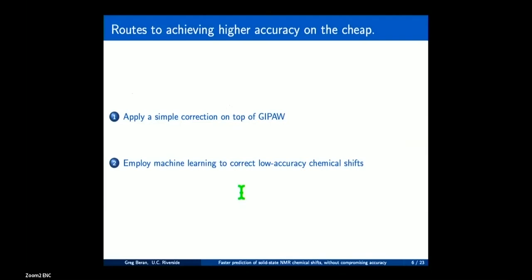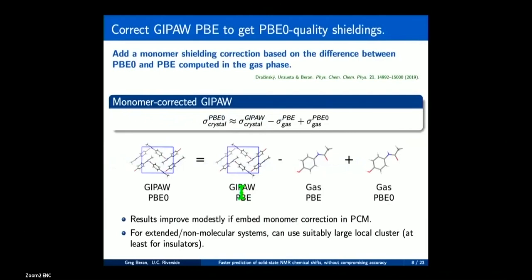And then the second part of the talk, I'm going to shift gears a bit and talk about a machine learning approach on how we can try to get some really high accuracy chemical shifts by correcting lower accuracy ones. I won't spend a whole lot of time on this, but again, I think this is perhaps one of the more valuable take-home messages today: if you're doing GIPAW and you like it and you just want it to be a little bit better, this is something you can try.